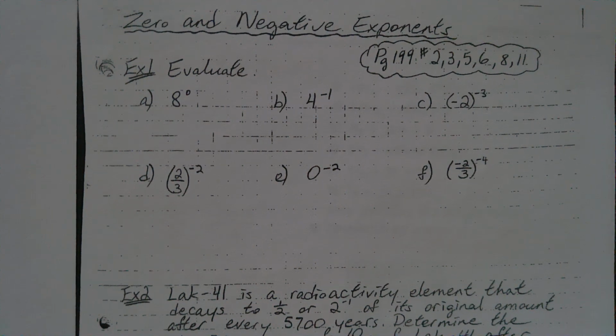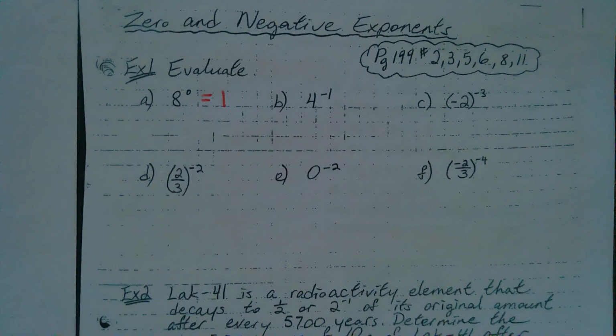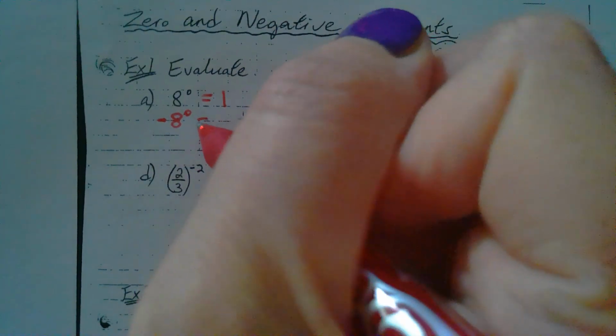24. What is anything to the power of 0? 1. Good. Okay, could it be that easy? What about, what is -8 to the power of 0? What is that?